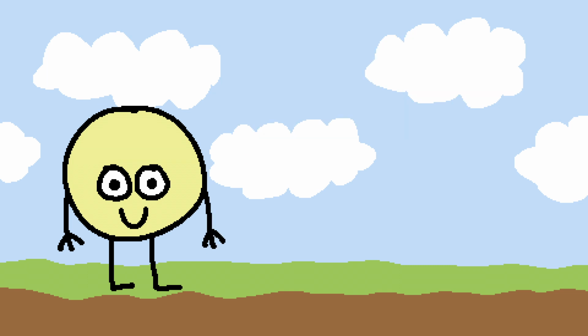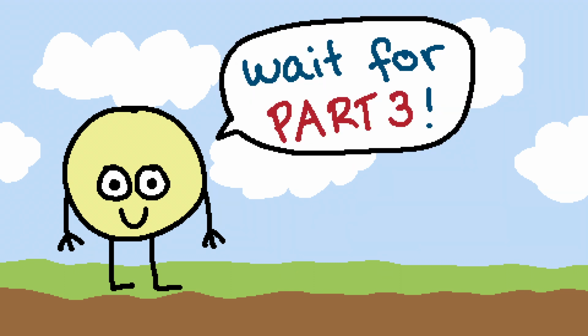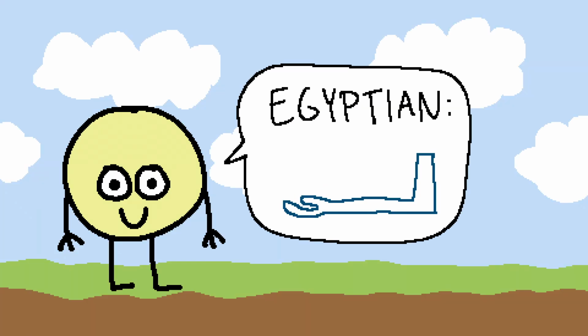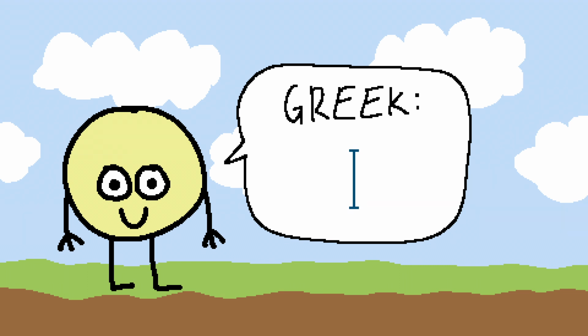Alright, now back to our scheduled programming on the letters I through P. The rest will be covered in part 3, which will be the last one, pinky promise. I started off as this hieroglyph, which turned into this in Phoenician, then this in Etruscan, Greek, and Latin.